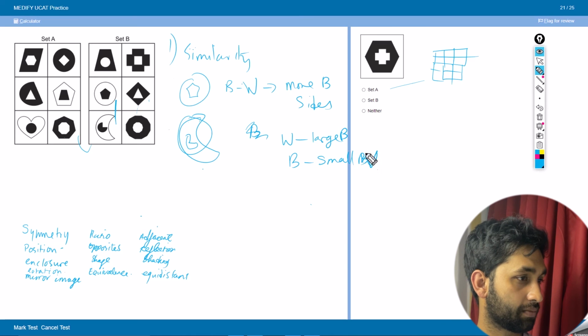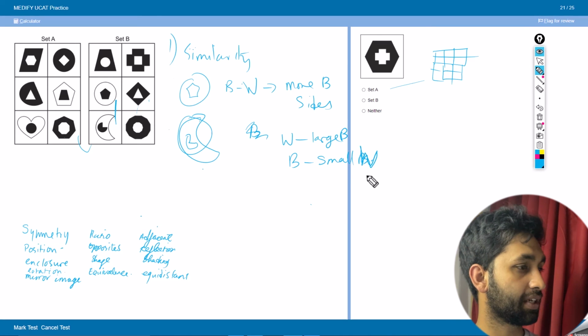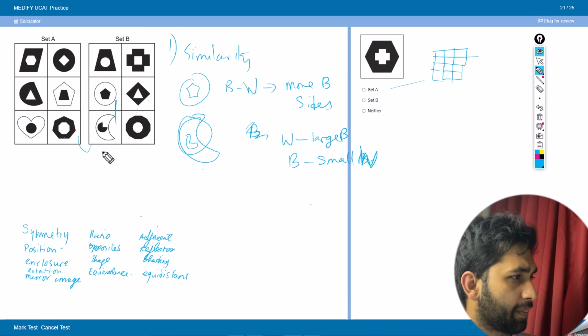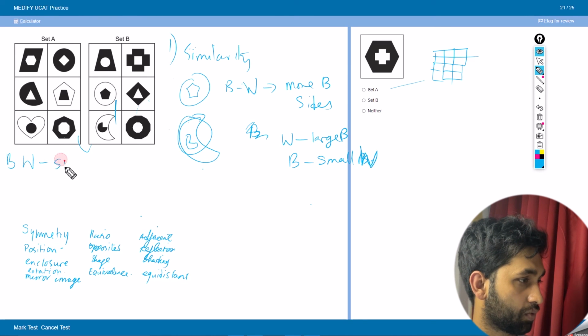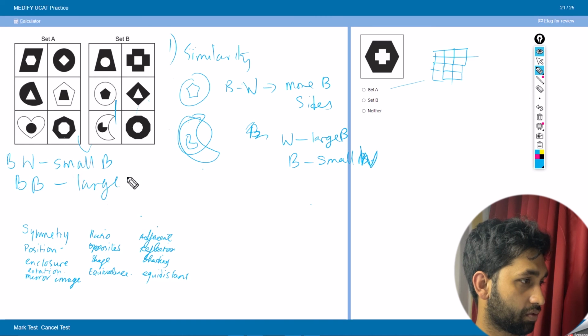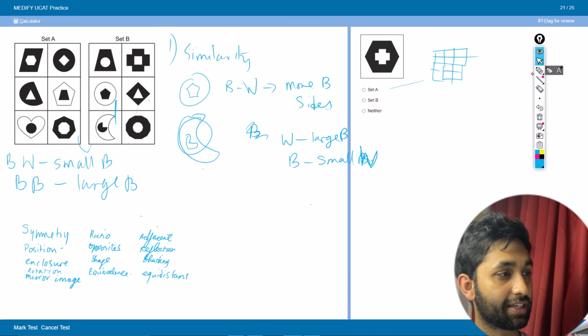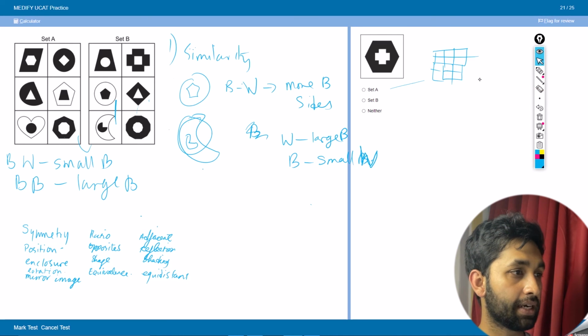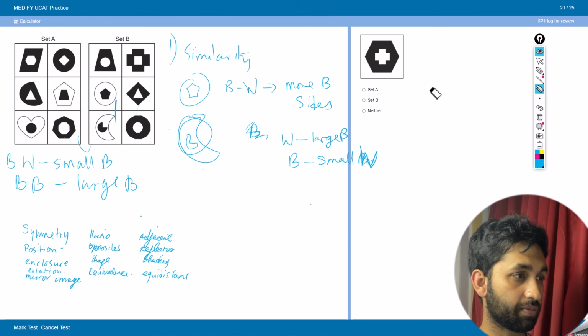Sorry, small white. Why did I put that? Small white shapes in terms of number of sides. For this one here, big white shapes have small b, and then big black shapes have a large b. I guess that's right. So they're both opposites. I need to write that down just in case I couldn't think of it whilst answering these questions. Let me just quickly rub this out.